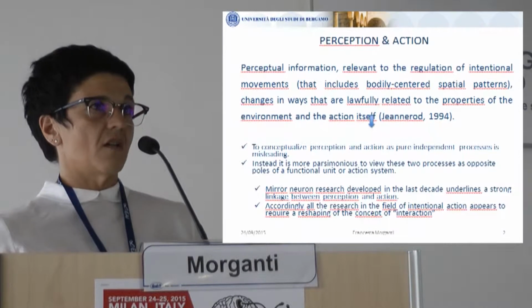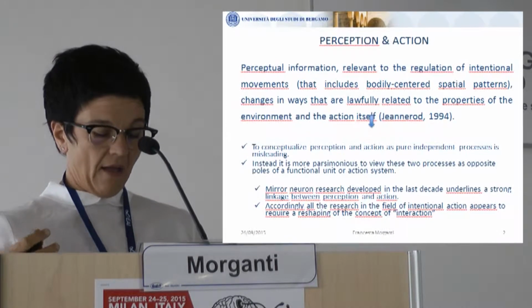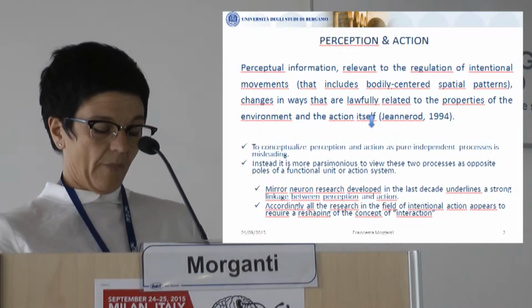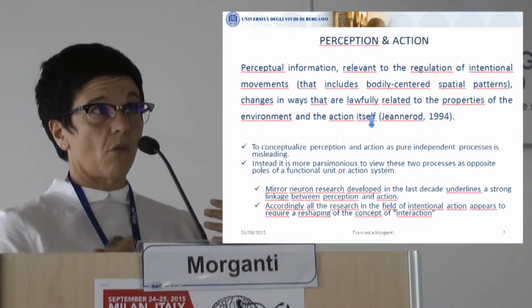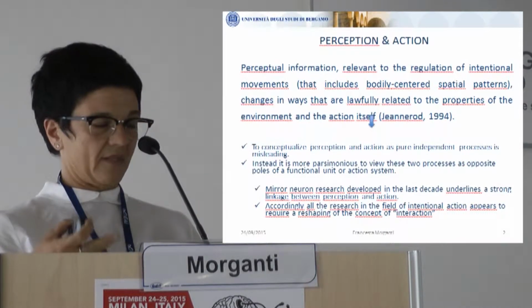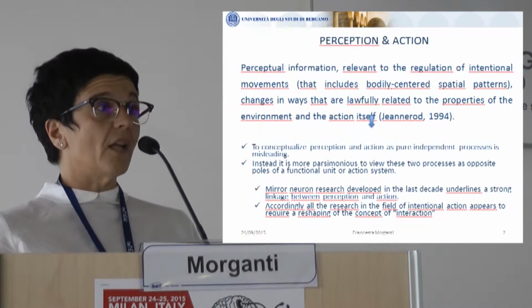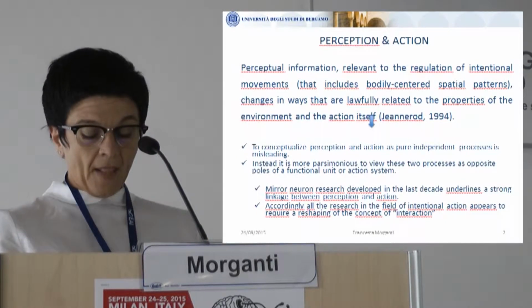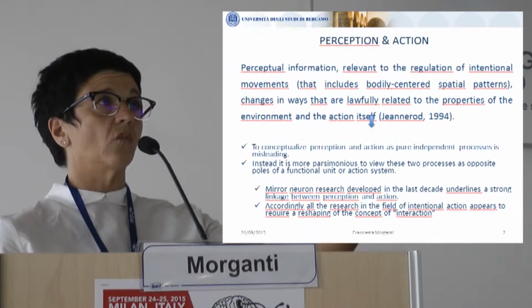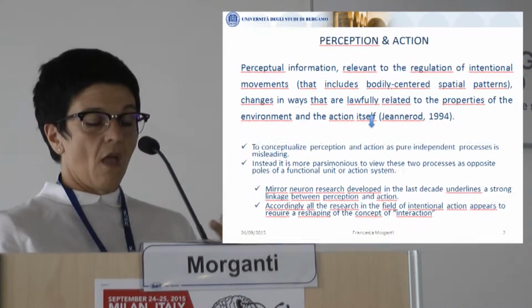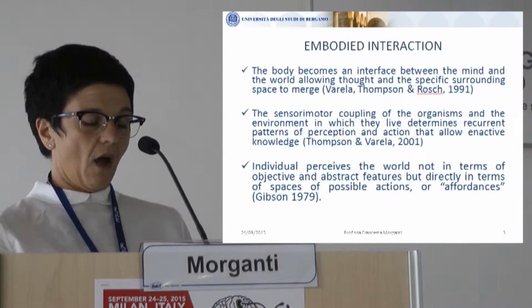In the last 15 years, we have had confirmation of this idea from the mirror neuron discoveries, which stress the strong linkage between perception and action. The research on mirror neurons grew after the Jean Rau definition of perception. They confirm, in some sense, not only his position but also other embodied cognition approaches. Accordingly, all the research in the field of intentional action appears to require a reshaping of the concept of interaction. Interaction is not only to do something and wait for the feedback, but becomes something different. My first main research question was what we can mean by embodied interaction.